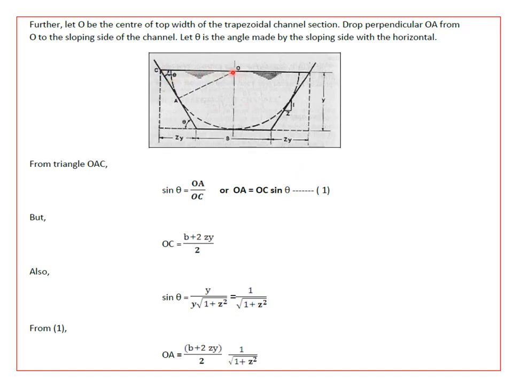But OC is known, because the total top width is b plus 2zy. So OC is b plus 2zy by 2. That is one thing. And what is sine theta from this figure? Sine theta is the perpendicular by the sloping length. So it is y divided by y into root of 1 plus z square. So y cancels, and sine theta is 1 by root of 1 plus z square. Now in OA, instead of OC you can substitute b plus 2zy by 2, and instead of sine theta you can substitute 1 by root of 1 plus z square.